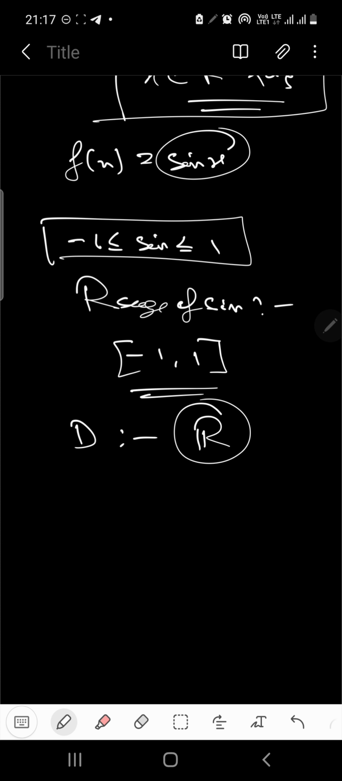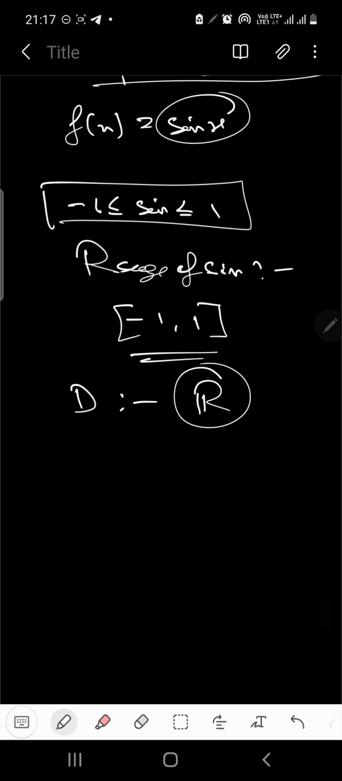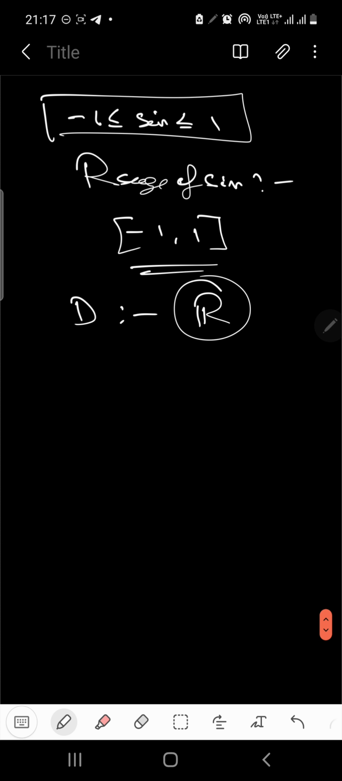Monotonicity is nothing else than the strictness of increasing and decreasing, whether it is increasing or decreasing. That much. Concavity, convexity, I have already told you. Point of intersection with the x-axis and y-axis is also pretty much important.